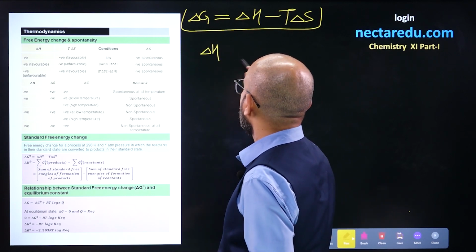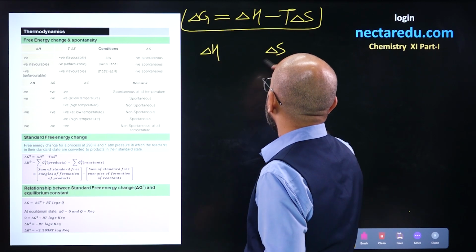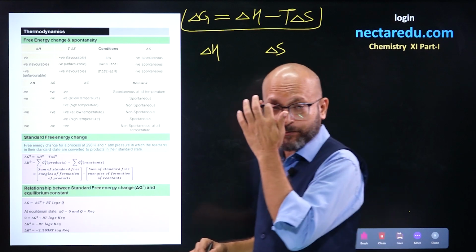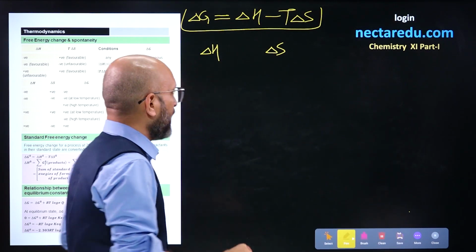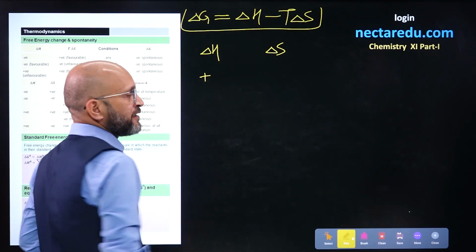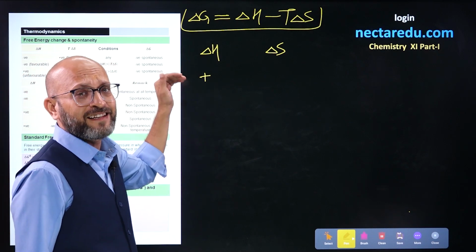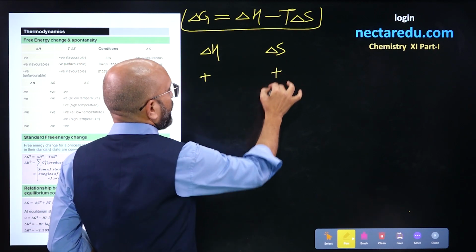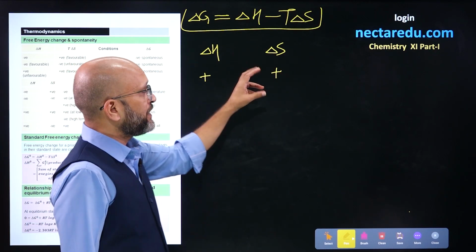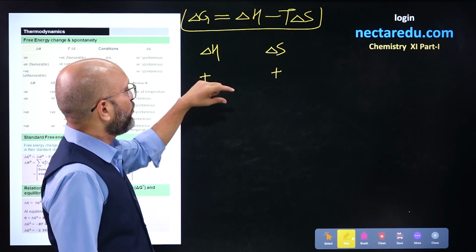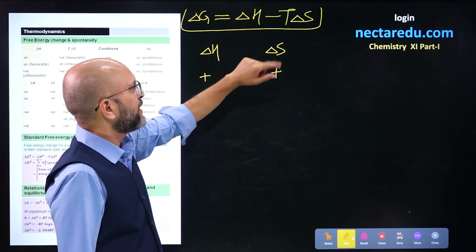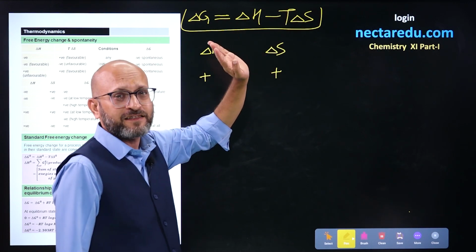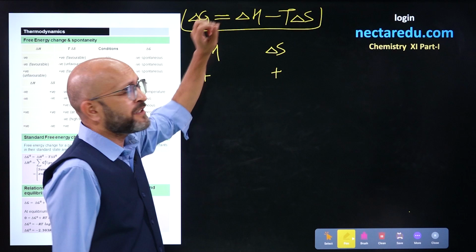Let's see delta H and delta S. So what are the conditions under which we are going to have a spontaneous process? Let's see. If we have delta H as positive, that means the process is endothermic, and delta S is also positive. That means entropy is increasing, right? So here you put plus and here delta S is plus. So plus into minus is minus. So this is minus and this is plus.